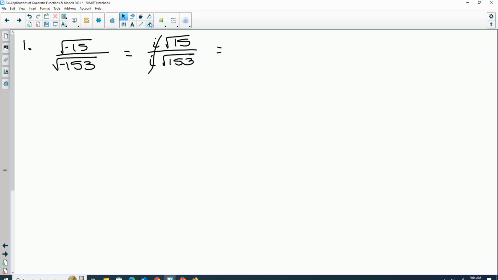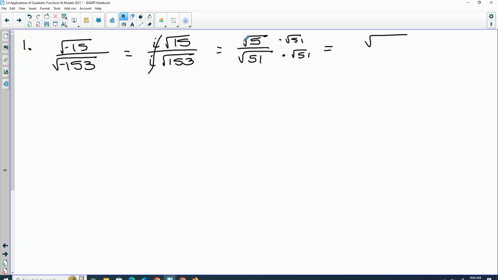You could also, since these are both under a square root, divide those numbers. What's 15 and 153? Both of those are divisible by 3. 15 divided by 3 is 5. 153 divided by 3 is 51. Can you leave a square root in the denominator? No. So to fix it, we multiply by radical 51 on top and bottom.